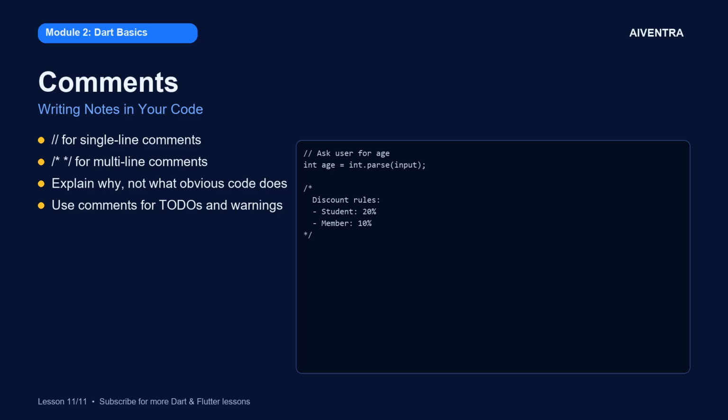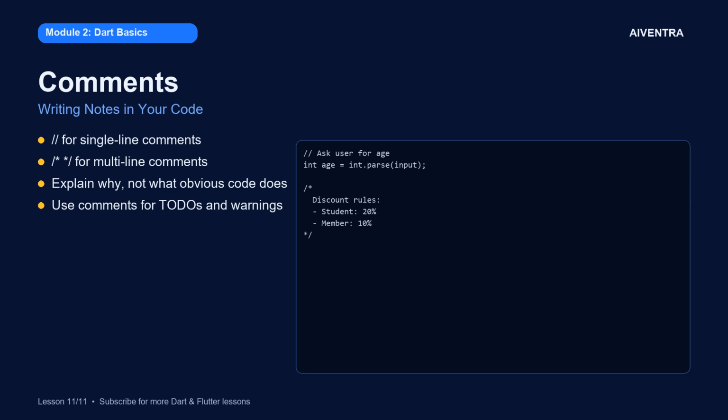Multi-line comments start with /* and end with */. They can span several lines and are useful for longer explanations, license headers, or documenting a block of logic. Dart also supports documentation comments with ///, which tools can turn into generated docs. You will see these in packages and professional code bases.